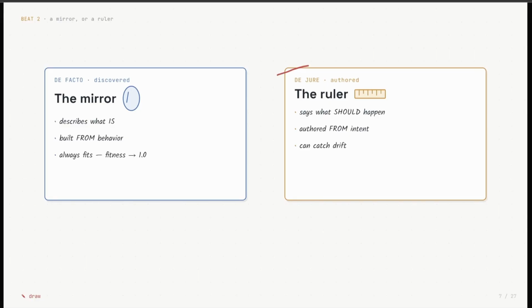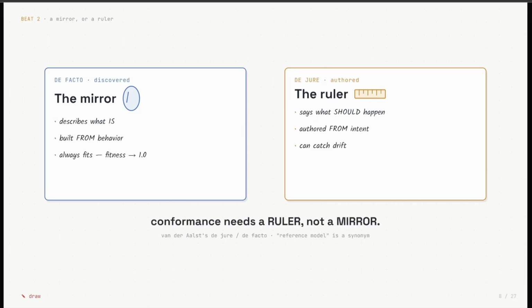There is the de jure model, and this is the ruler, the model that describes what should happen, and here you can actually catch a drift. So the thing that you really need, and we need to discuss deeply in our series, is how to build this ruler. Because the mirror we already have, and we really do not want to measure our log against our mirror. That would be just useless. This de jure, de facto language is coming from the papers of Professor Will van der Aalst, and you could also use the term reference model. These are all synonyms, of course.